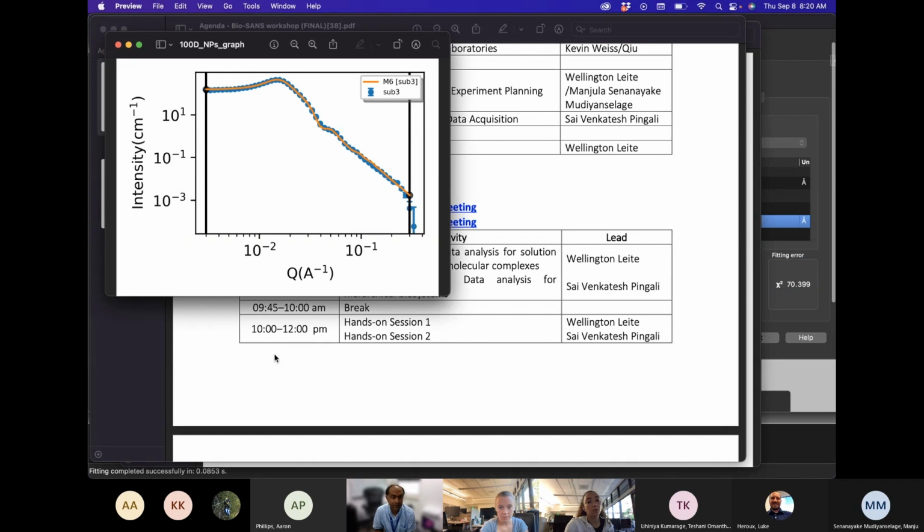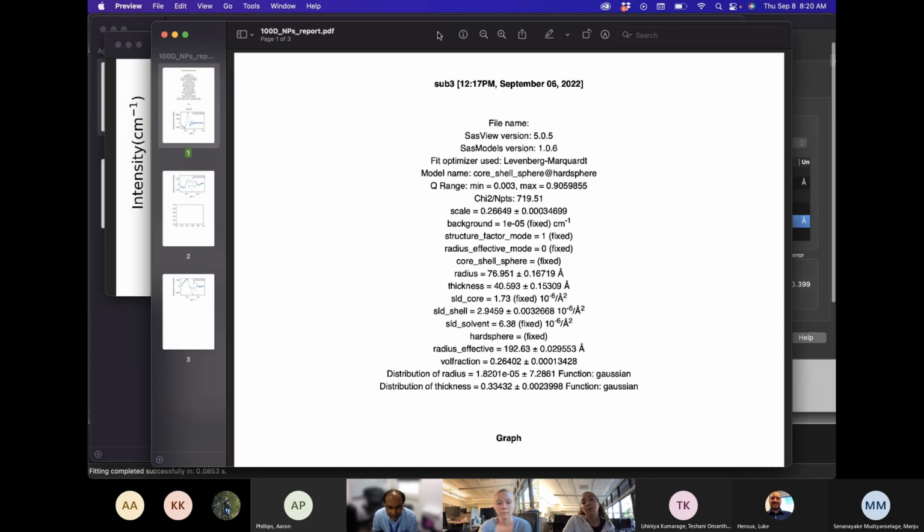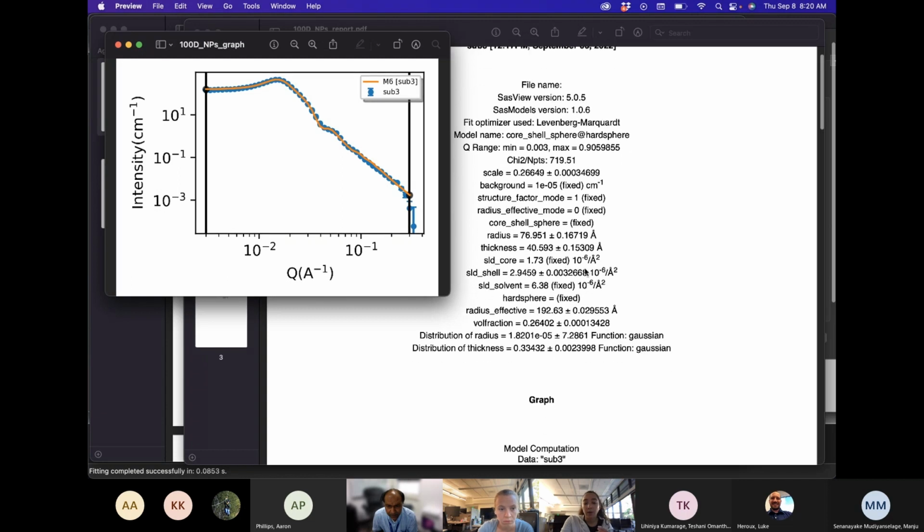So this is one of our fits for the all deuterated. We get these core shell parameters here. Yes, this is core shell. You've fixed the core solvent, but you allowed the solvent in the shell to vary, because we figure that the core is the denser PLA and has not allowed solvent.